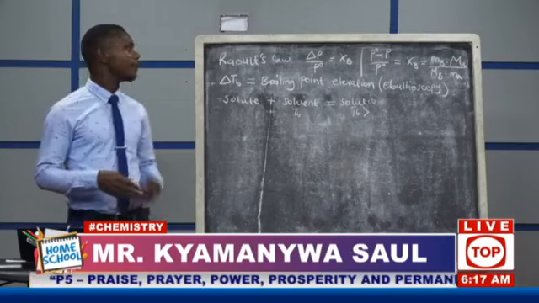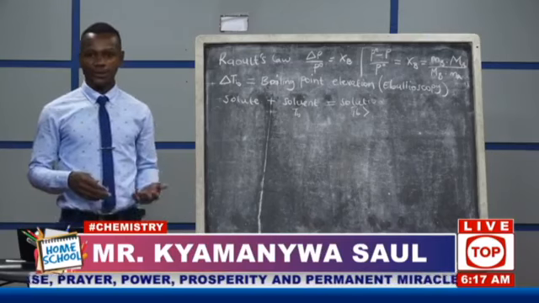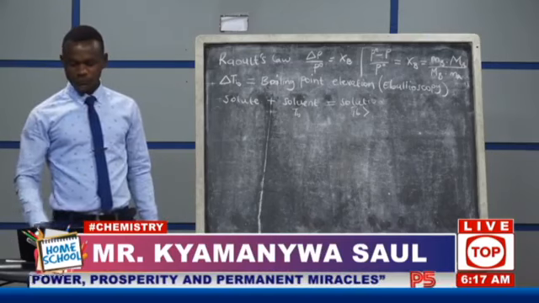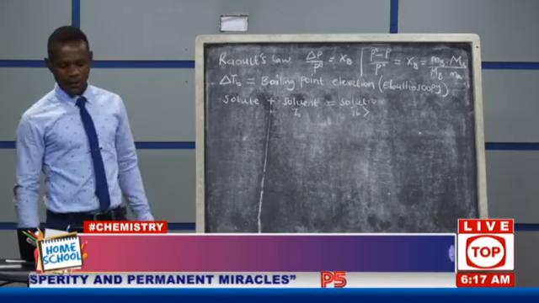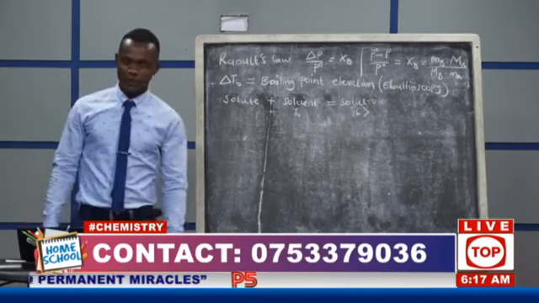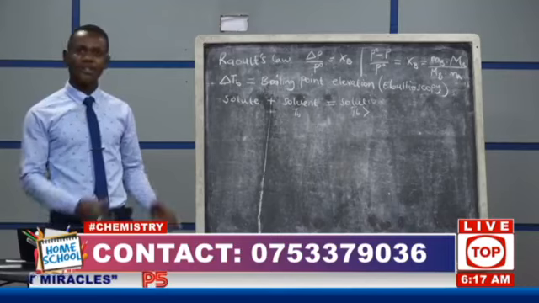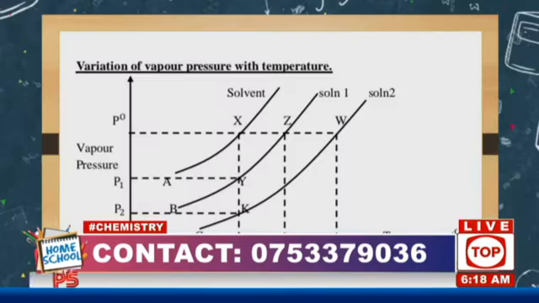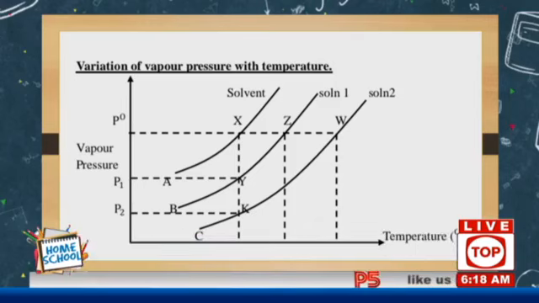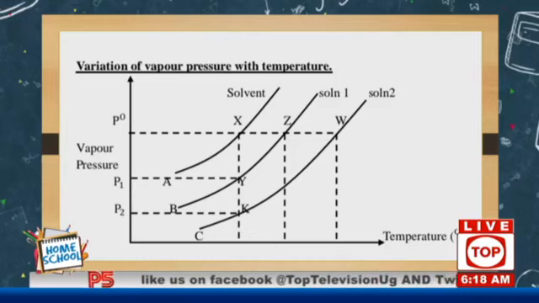That's why the boiling point increases. Okay? So when we go to slide 15, you can look at the diagram. That diagram is showing us the variation of vapor pressure with temperature. You can look at it clearly.